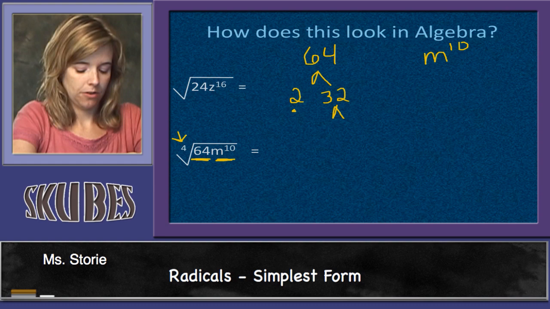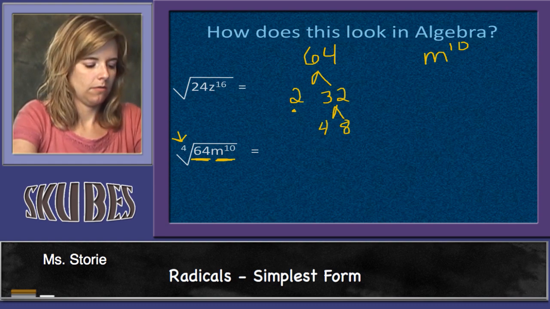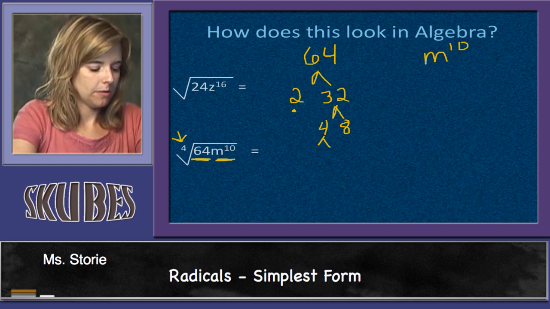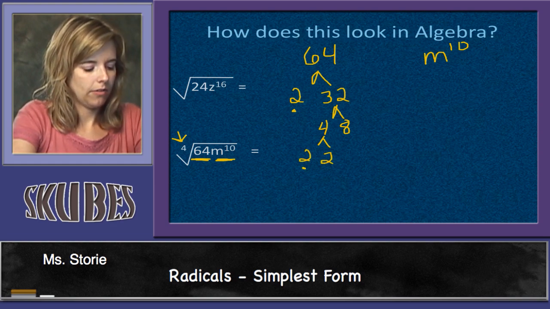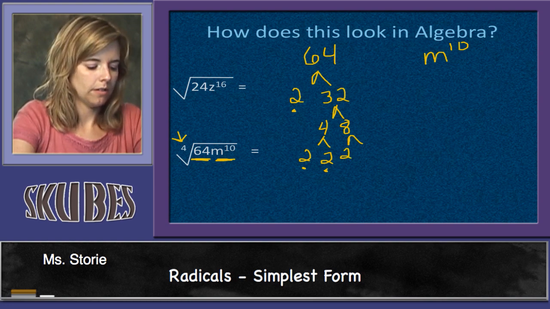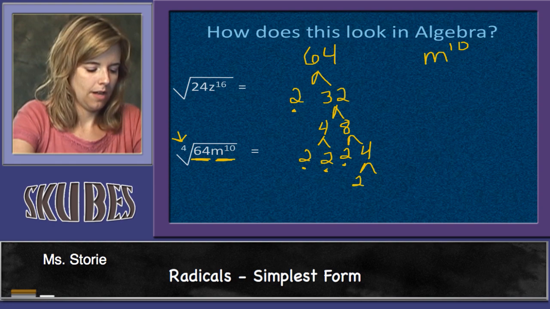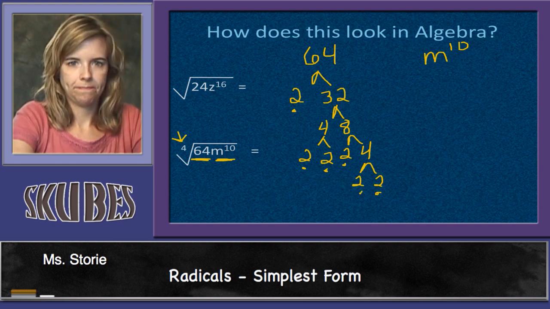Okay, now I have to break down 32 also, so let's do 4 times 8. 4 is still not prime yet, so we still have to keep going. Now I've got primes. 8's definitely not prime yet, so I have to keep going. 2 is a prime, 4 is not prime, keep going. Now we have all our prime numbers.